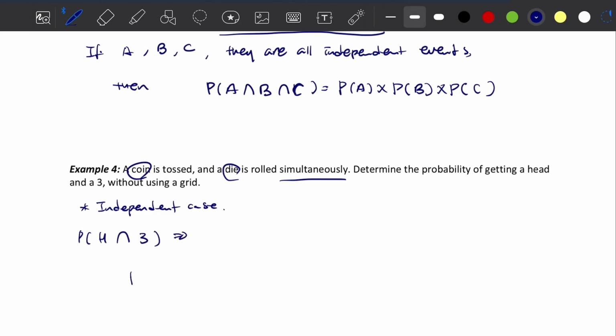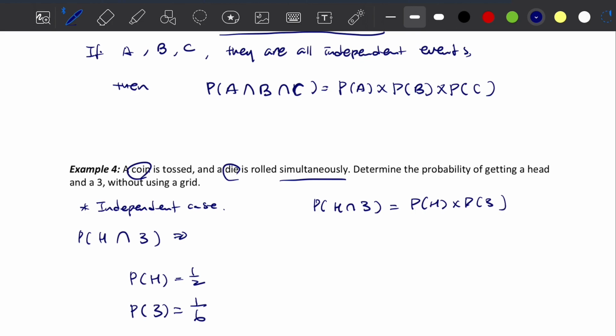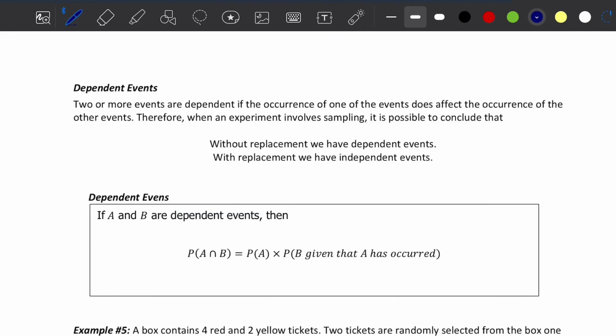So the probability of getting head from a coin is 1/2. The probability of getting 3 from a die is 1/6. So since we need to calculate the probability of head intersecting 3 for an independent case, we have to do probability of H times probability of 3. So the answer is 1/2 times 1/6, which is 1/12. Okay, so that was independent events.